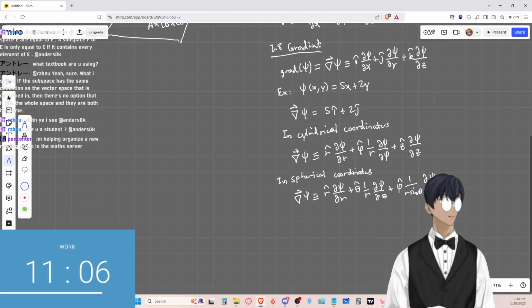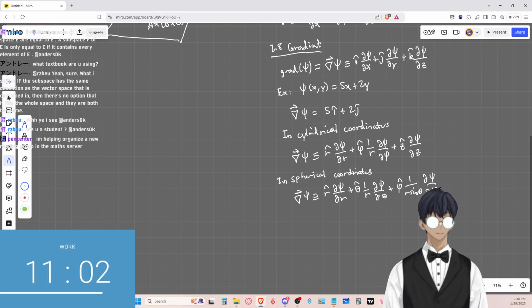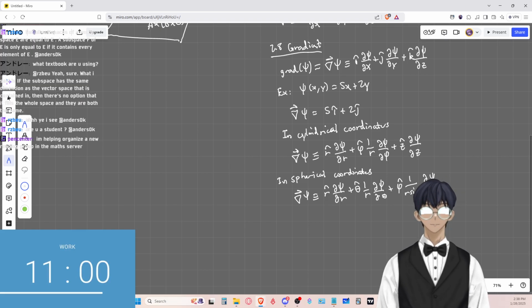I'm helping organize the new reading group in the math servers. Nice, nice. I can't wait to actually see those.